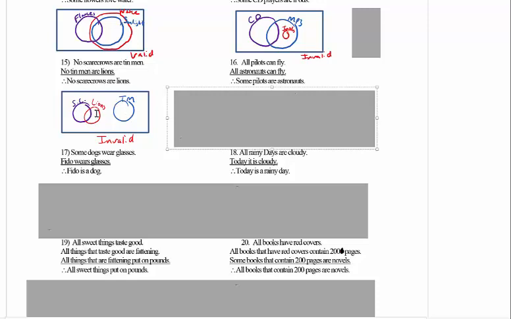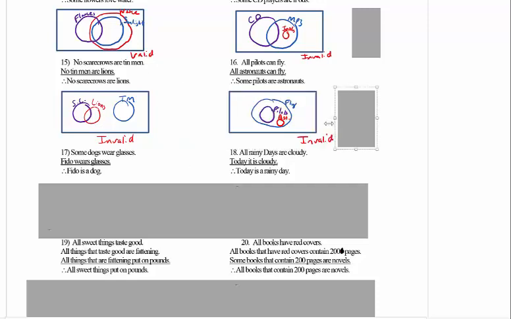Going to 15, no scarecrows or tin men, so the purple and blue do not overlap. No tin men are lions. So I have choices here for the lion. Lion can be anywhere but inside this blue circle. So this says no scarecrows or lions. To make that false, I need some to overlap. So that's why I drew it in this way. It works for the first 2 premises, and it doesn't work for the conclusion. So it's an invalid statement.